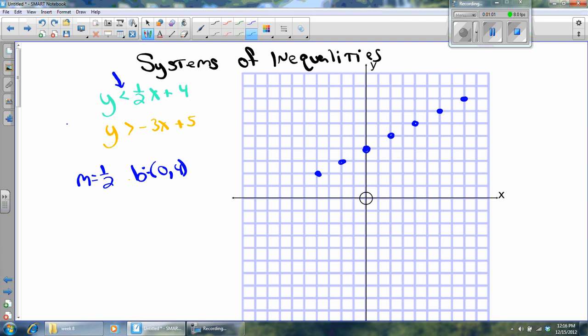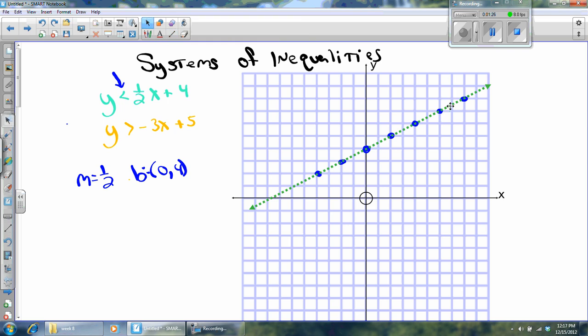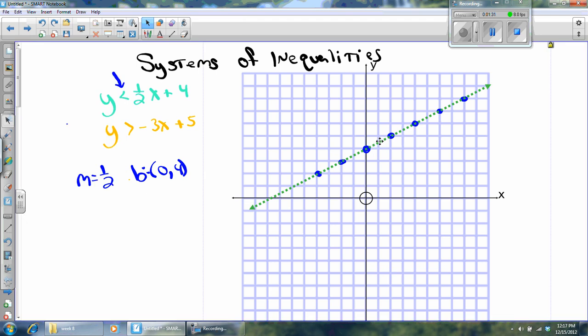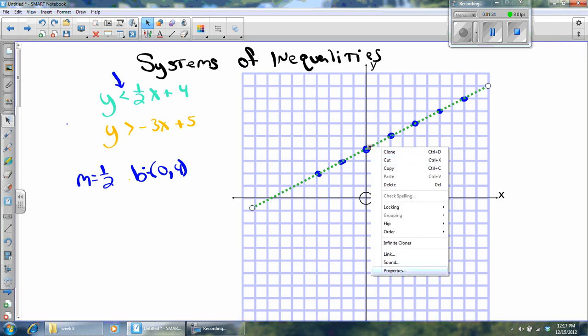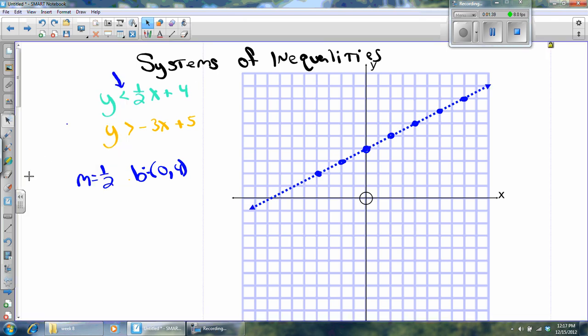I know that's going to be a broken line there. I'm going to have a broken line because it's not "equal to." So I think I've got some broken lines right here. Let me see, where is my broken line? I've got a green one. Okay, but I'm going to change that to blue just so it matches the problem. There we go.